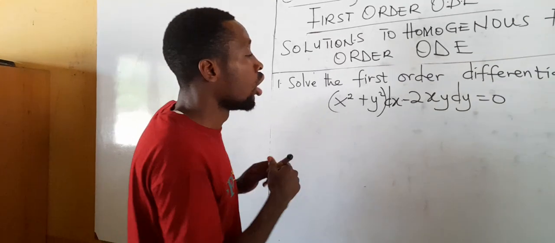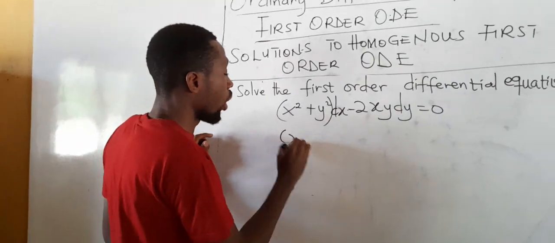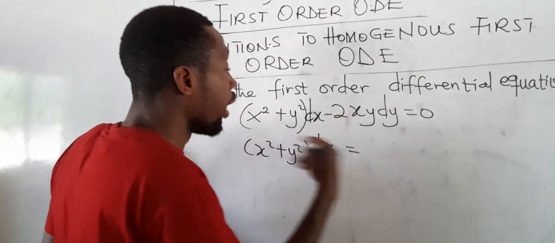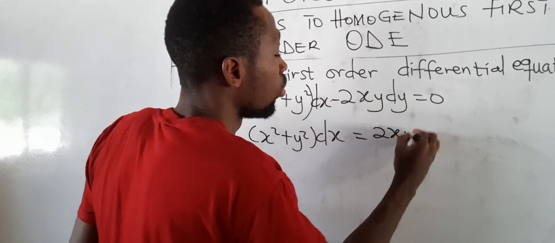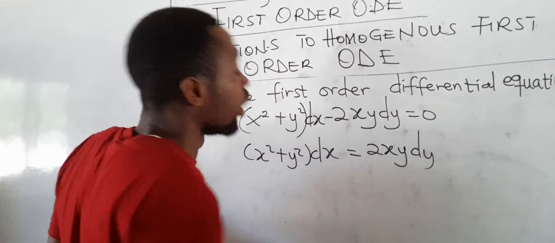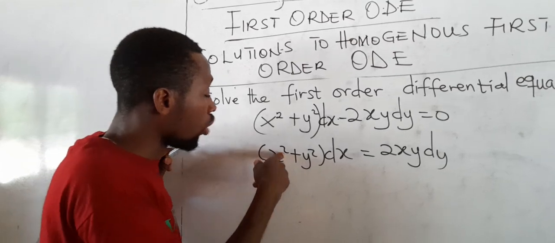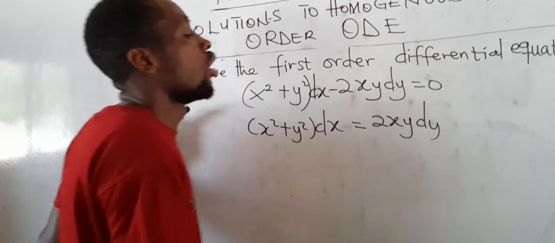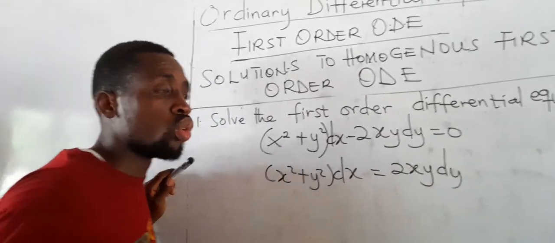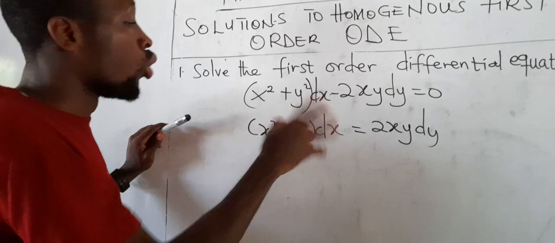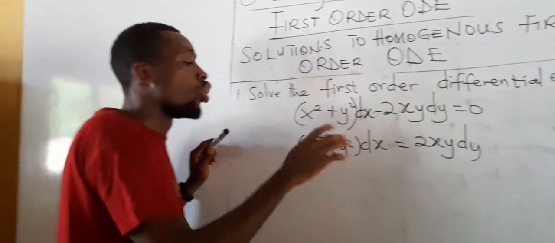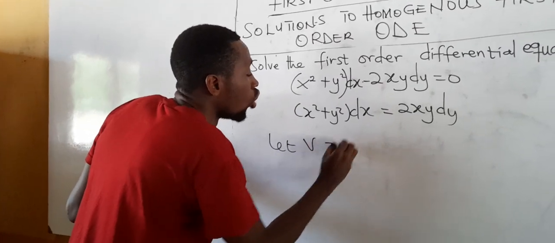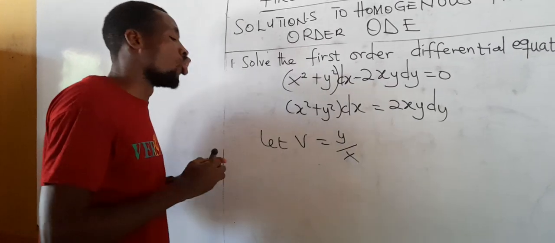I told you this. The next thing is to check whether the degree of each of the terms is the same. What's the degree here? 2. The degree here is 2. Good. What's the degree here? 1. The degree here is 1. Then it is homogeneous. So immediately you are able to determine it is homogeneous, and you introduce the parameter v. You say let v be equal to y over x.